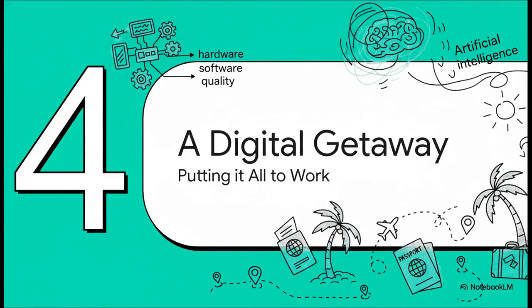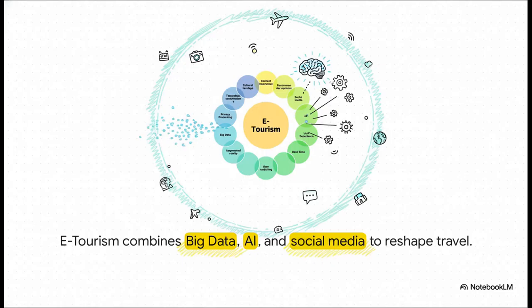All right, we've talked about hardware, software quality, and artificial intelligence. I know these can feel like pretty abstract ideas, so let's pull it all together with a real-world example that I think we can all relate to: planning a vacation. Welcome to the world of e-tourism. This is where all those separate pieces we've been talking about finally click together. You've got massive amounts of data, AI-powered systems recommending things to you, social media feeding into it, and a slick user experience, all of it working together to help you plan that perfect trip.